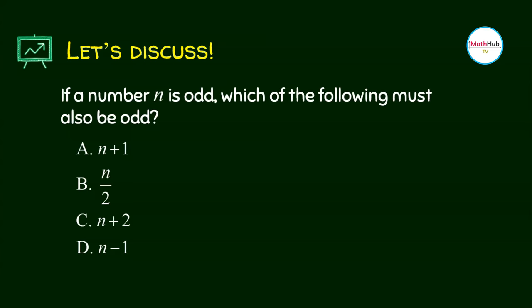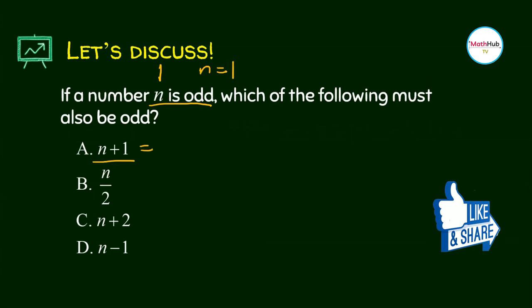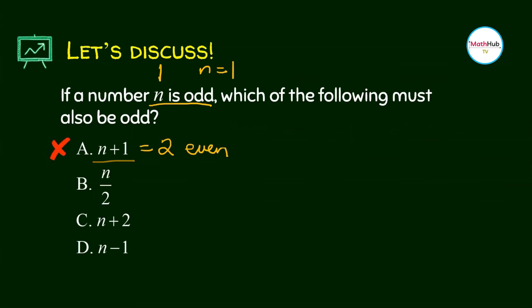If a number n is odd, which of the following must also be odd? So what will we do here? Plug in specific numbers. It says here that n is odd, so get an odd number. Let's say 1. I always use 1 because 1 is the smallest odd number. Which of the following must be odd? So if n is equal to 1, what is n plus 1? This will be 2. And this is even.